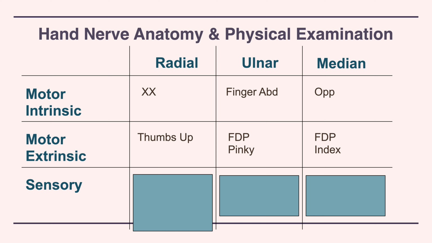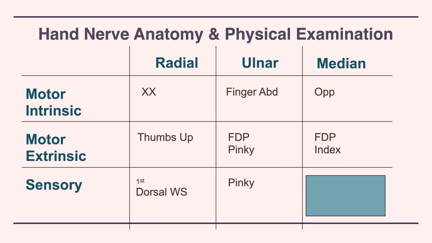Now, sensory is very easy. Sensory for the radial nerve is basically the first dorsal web space. And you can see that here in this box. Now, ulnar nerve, I usually test sensation at the level of the pinky. And so it's represented as pinky. And it can be actually the dorsal or the volar side of the pinky.